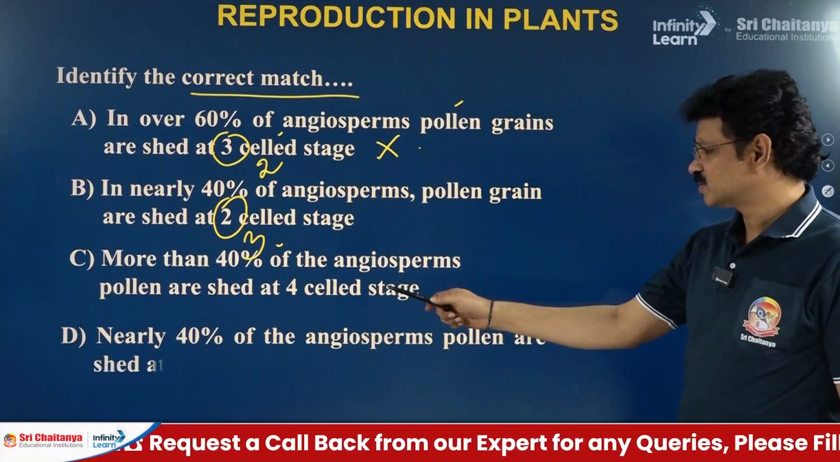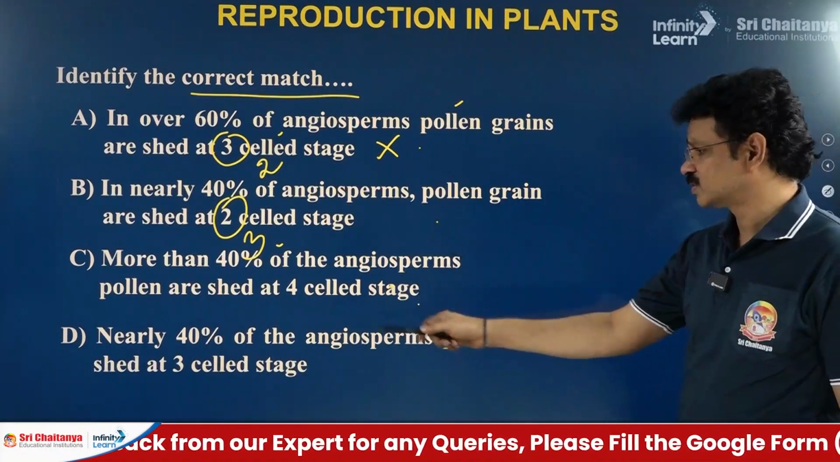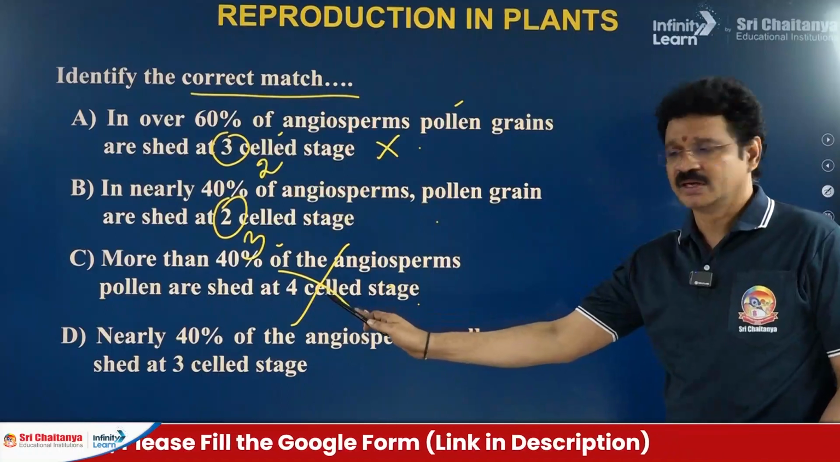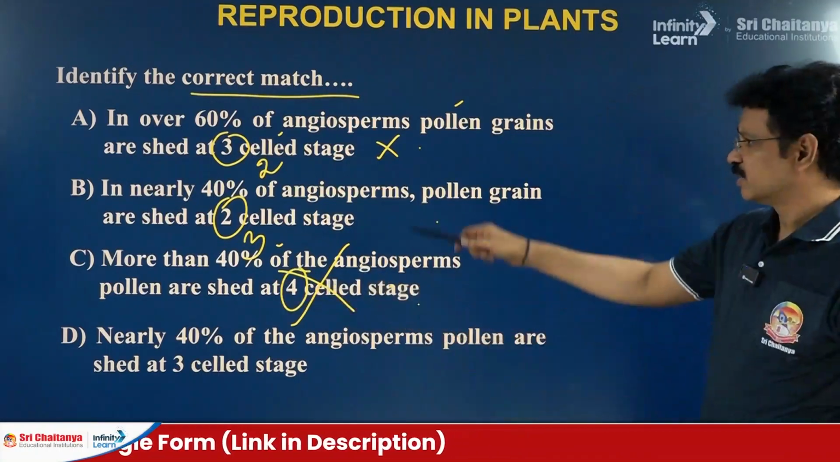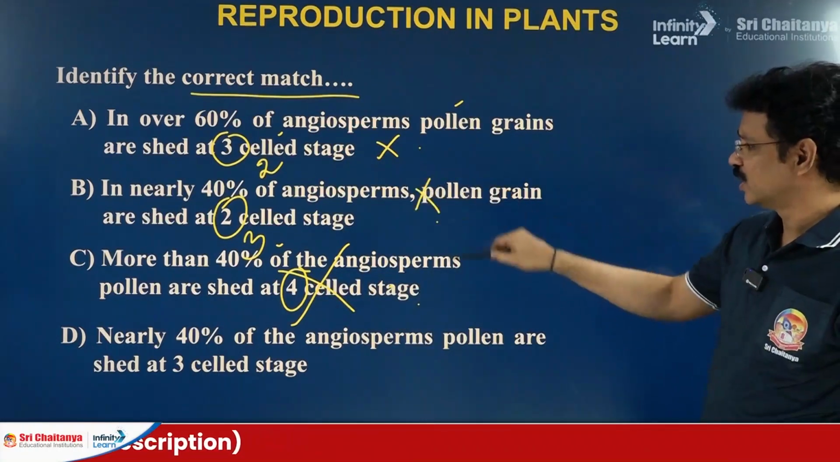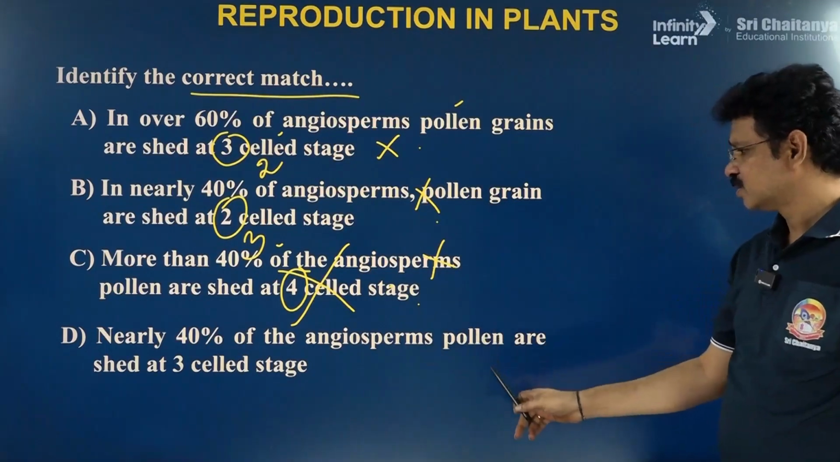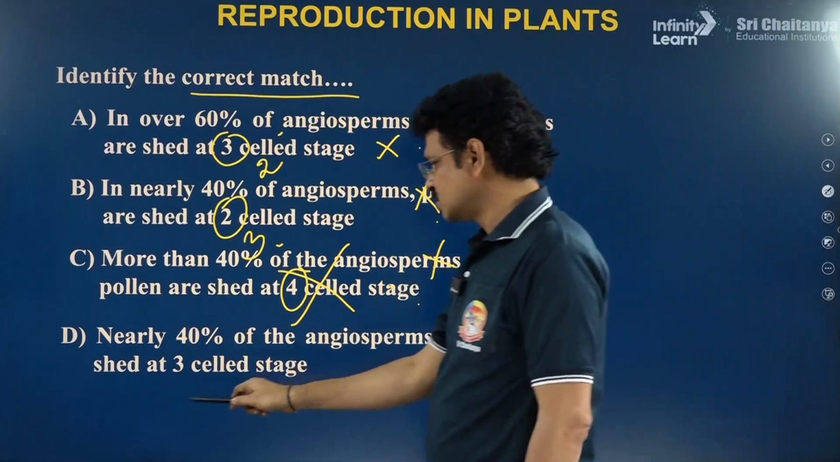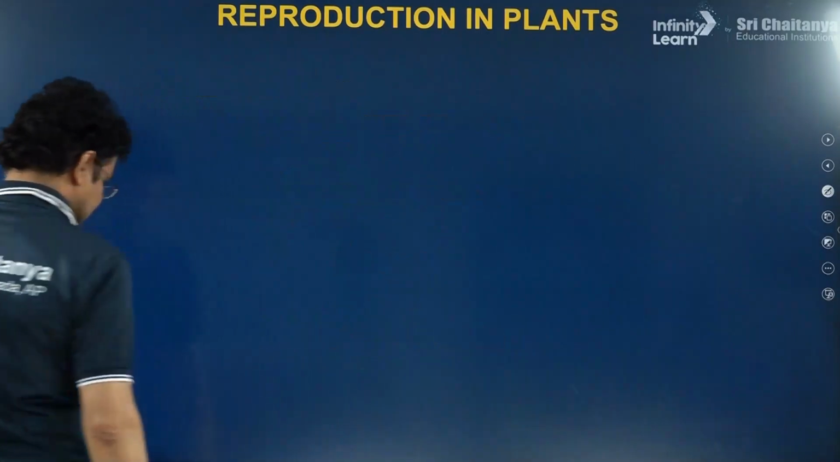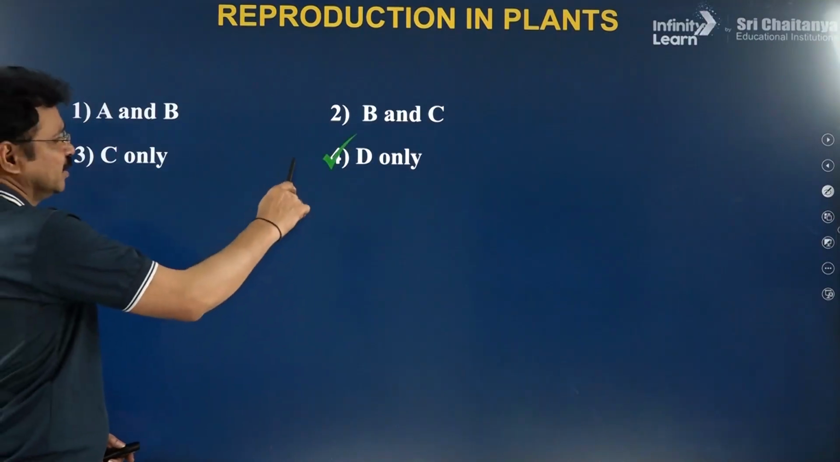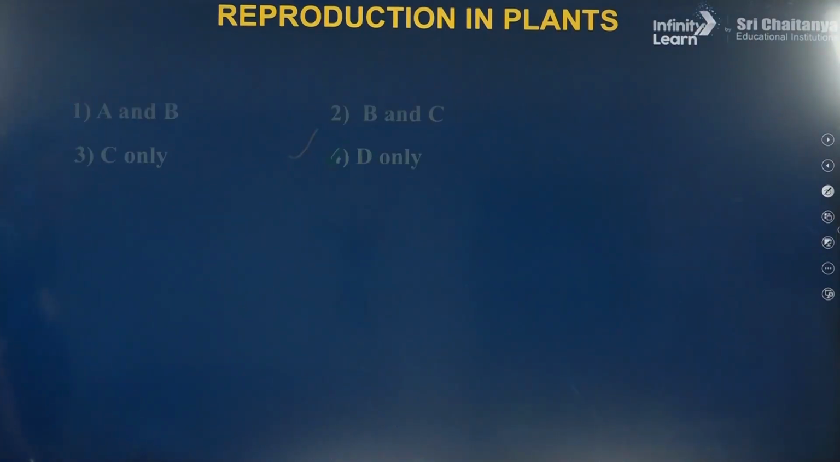More than 40% of angiosperms pollen are shed at four-celled condition. Wrong. In pollen grain, max number of cells is 3 only, not 4. So statements 1, 2, 3 all are wrong. Fourth one, nearly 40% of angiosperms pollen liberates at 3 cellular stage. So D is the right answer. Then what is the correct answer for this question? D only. Only one statement is correct.